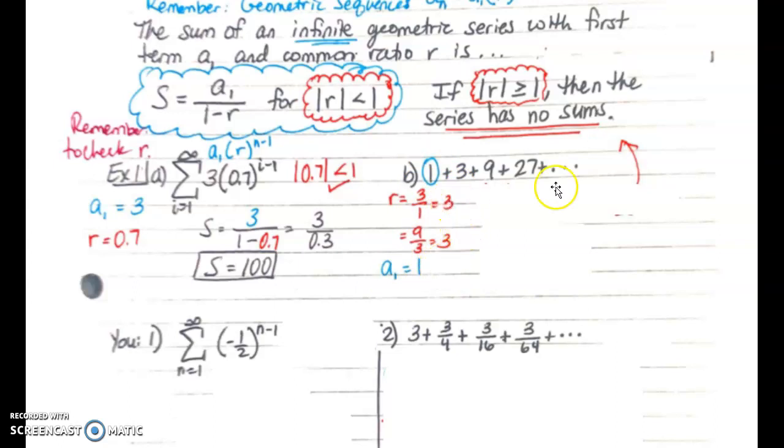But then check the r. We need to make sure we compare the r to 1. Notice that if I take 3 and do the absolute value of it, either way, 3 is greater than 1, which means we look back up here. If r is greater than or equal to 1, then the series has no sum. Therefore, this series has no sum because r was greater than 1.